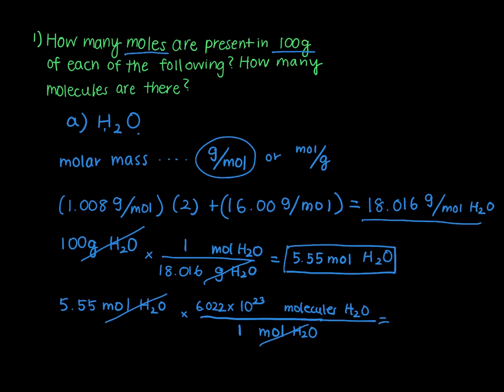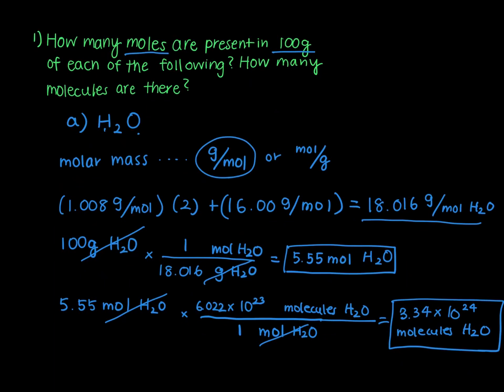So when you do this math, you get 3.34 times 10 to the 24th molecules of water. Yay! Okay, so I hope that wasn't too bad. So if you haven't already, go ahead and pause this video so you can work on part B, C, and D. And then go ahead and play it again so we can go through these again step by step. So go ahead and pause it.